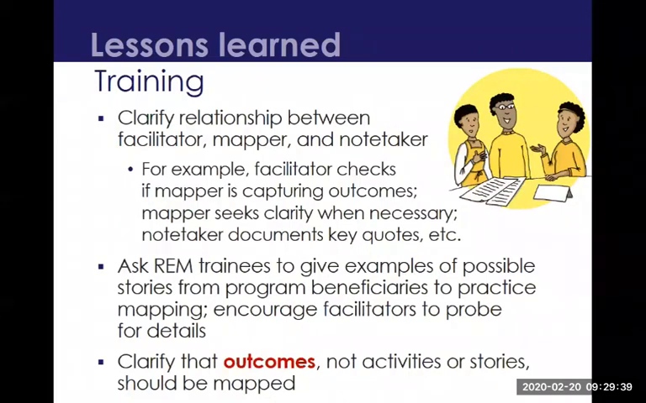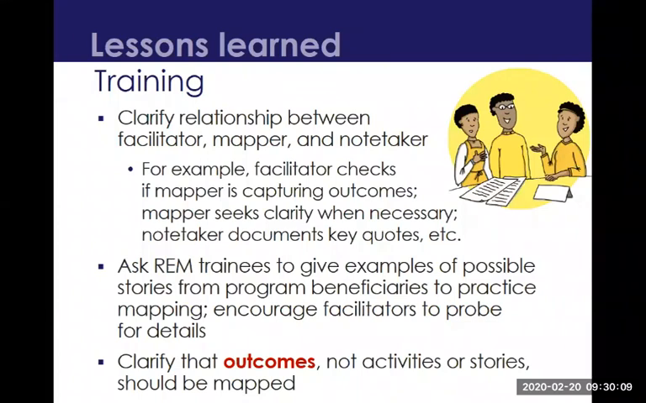Other ideas for training: it is important to clarify the relationship between the facilitator, mapper, and the note taker, if there is one. This just makes sure that the facilitator checks if the mapper is capturing outcomes, and the mapper clarifies if there are any questions or things that they've missed. If the conversation is moving quickly, the mapper should be able to pause or go back just to ask for clarification, and the note taker would be documenting any quotes.